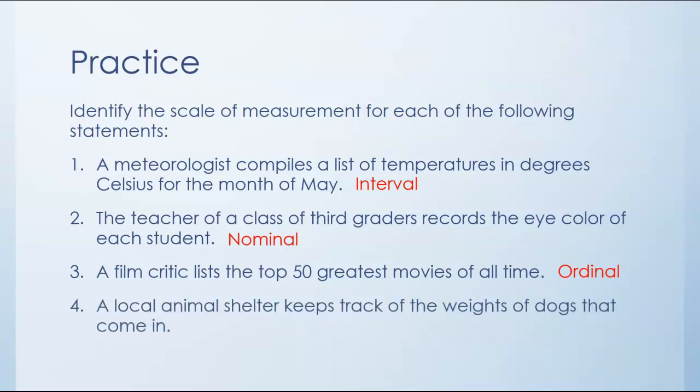All right, a local animal shelter keeps track of weights of dogs that come in. Okay. So remember, weight is one of those I gave you an example of earlier. We put it on our list of possibilities, and this is going to be a ratio. Remember that a weight of 0 would be the absence of weight. So if a dog weighed 0 pounds, you wouldn't have a dog, because it can't weigh 0 pounds. That's the absence of weight.